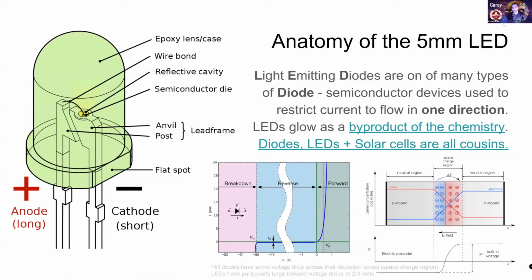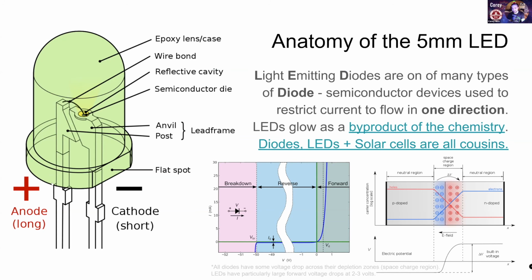So LEDs in general are a fascinating thing. They're light emitting diodes. So that's the 3-letter acronym. And basically they're just a special subcategory of a diode. And a diode is a piece of electronics that lets electricity flow, but only in one direction. And so LEDs have a positive and a negative side.